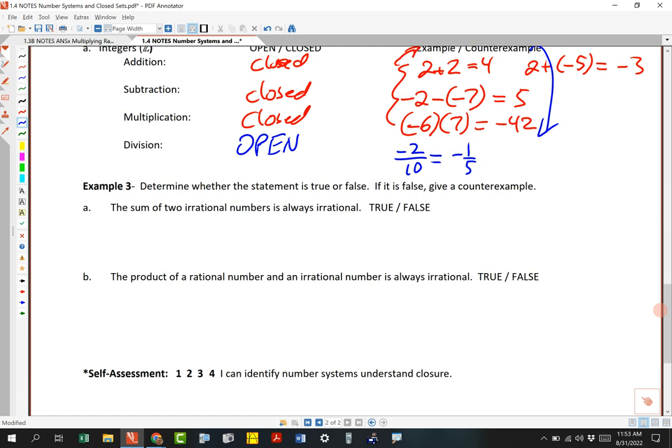True, false? False. You think it's false? He's right, it is false. Can somebody give us a counterexample where you take two ugly numbers that are in radical form and you put them together and you get something that's not in radical form? Brittany?